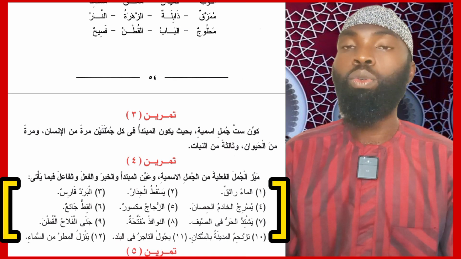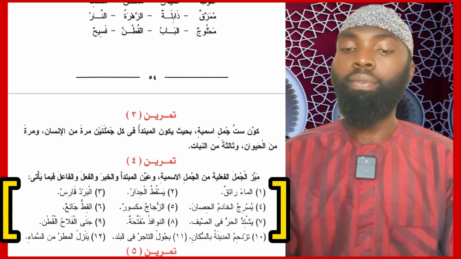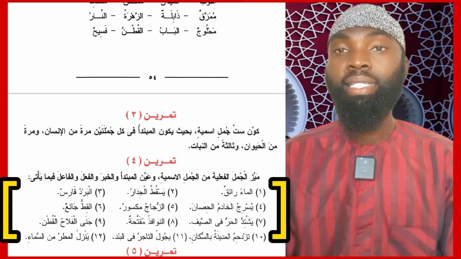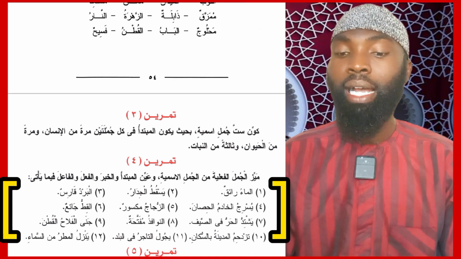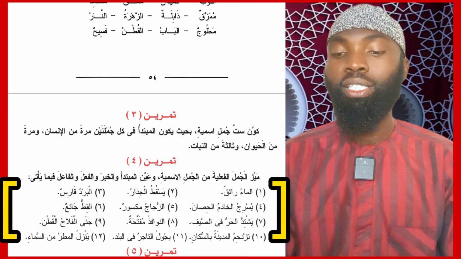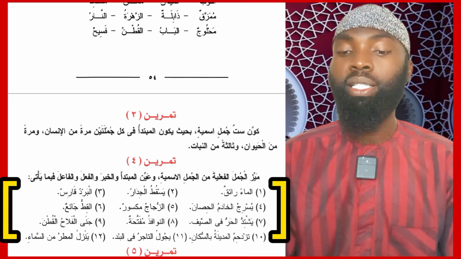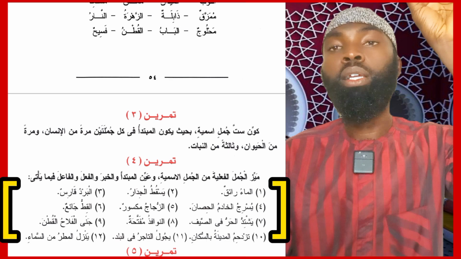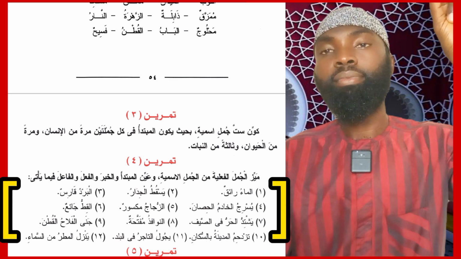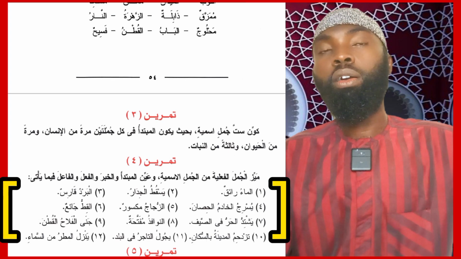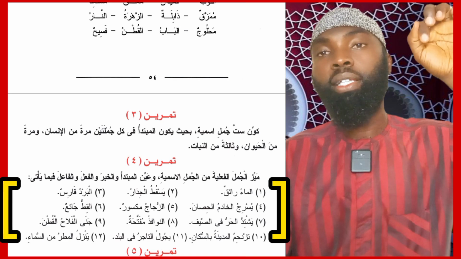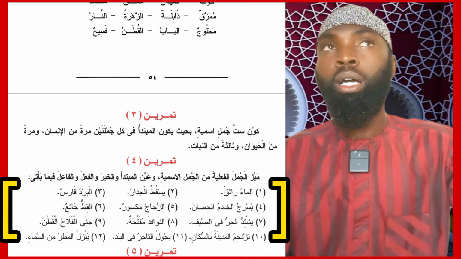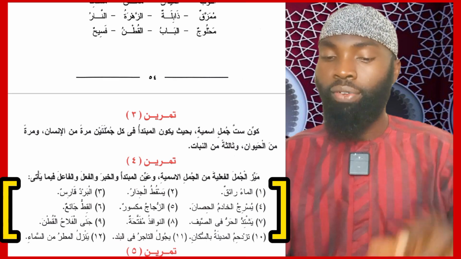Number 2, we have yaskutul jidaru, the wall is falling. This is surely a verbal sentence, jumlatun fi'liya, because yaskutu is what? A verb, and al-jidaru is the fa'il, the subject. To simplify this, you can form a table. The first column is jumalun fi'liya, and the second is jumalun ismiya, the nominal sentences. Then under them you indicate for each sentence whether it is mubtada or khabar, verb or fa'il.